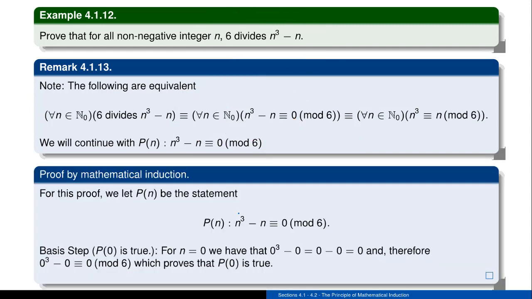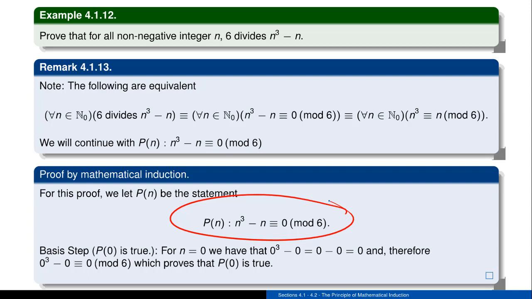Okay, so when I start that proof, I'm going to tell you right away what my predicate, this Pn, is going to be. In this case, I'm going to let Pn be this expression that says n cubed minus n is a 0 mod 6. So that's the thing that we've been working with over and over and over again. The basis step is to simply say this thing is true if I plug 0 into it.